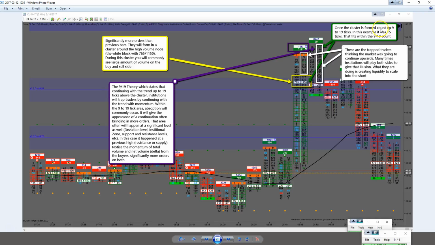Once a cluster is formed, count up 9 to 19. In this example, it was 15 ticks, and that fits within the 9 to 19 threshold. And everything in white, these are trap traders thinking the market was going to continue up. Many times institutions will play both sides to give that illusion. What they are doing is creating liquidity to scale into the short.